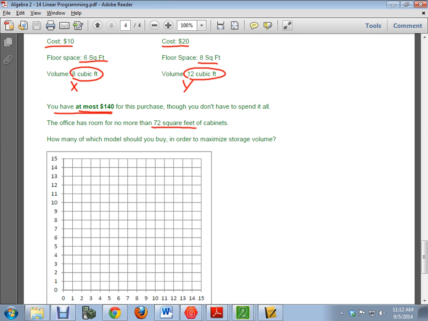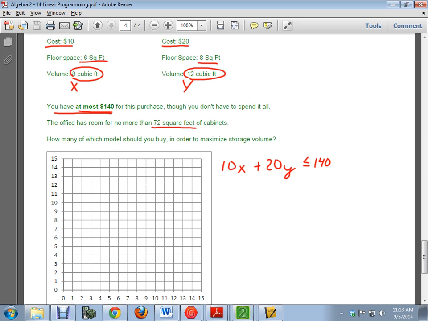We know that we can only spend $140, which means that I'm going to have a certain number of cabinet X at $10 a piece and a certain number of cabinet Y at $20 a piece. And this number will have to be less than or equal to $140. We do not have to spend all of the $140, so it can be less.